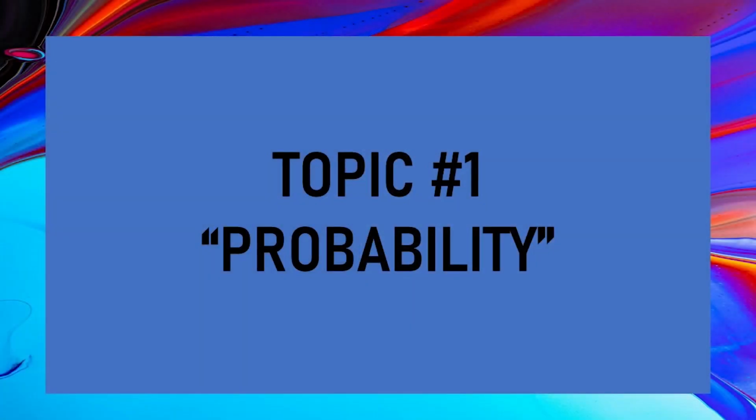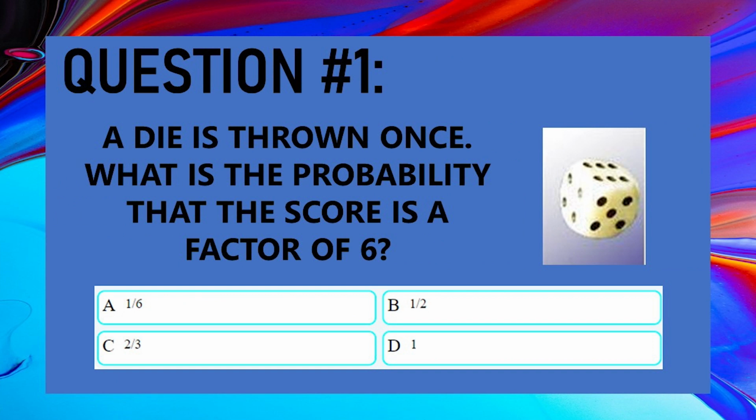Topic 1. Probability. Question number 1. A die is shown once. What is the probability that the score is a factor of 6? Letter A, 1/6. Letter B, 1/2. Letter C, 2/3. Or letter D, 1.